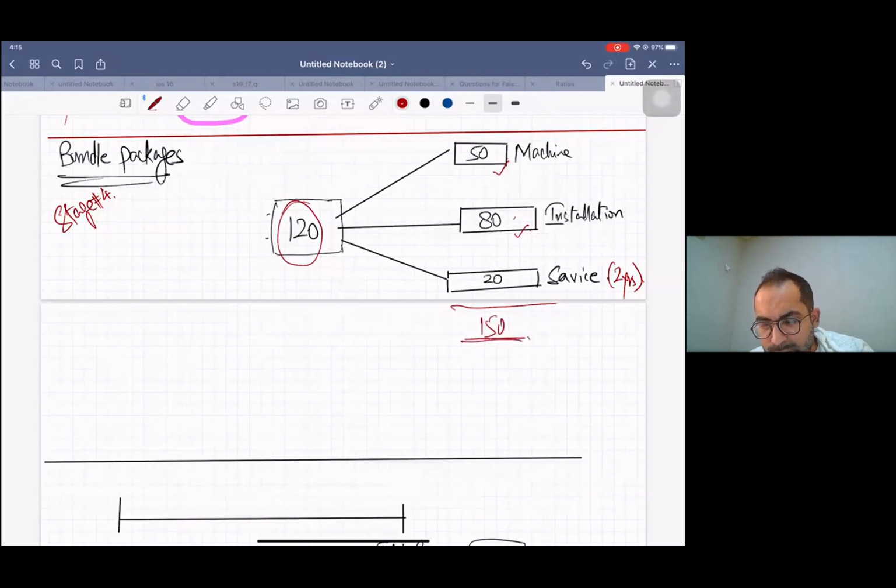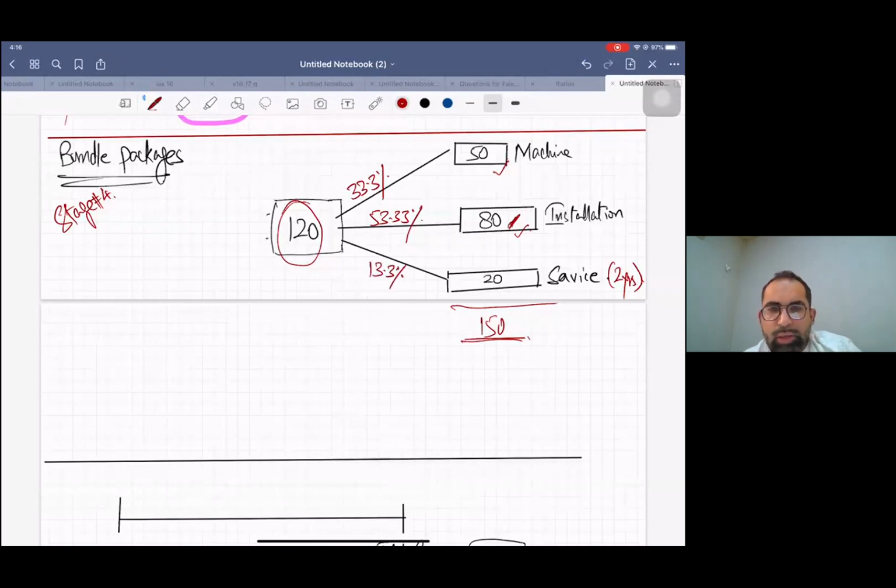Okay, so now let's make the fraction for the first. For the machine, 50 upon 150 into 100. Come on, use your calculator. 50 divided by 150 into 100, it makes 33.3% for this. Okay, then 80 divided by 150 times 100, do it. 53.3% for this, and then 20 divided by 150 into 100 is 13.3%.